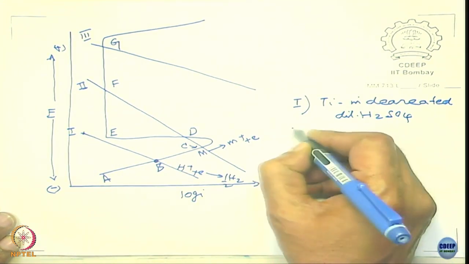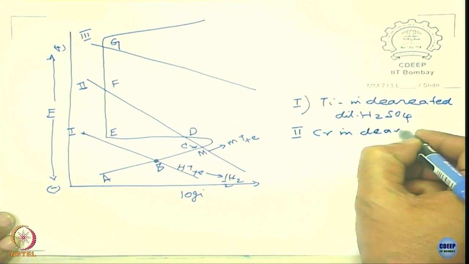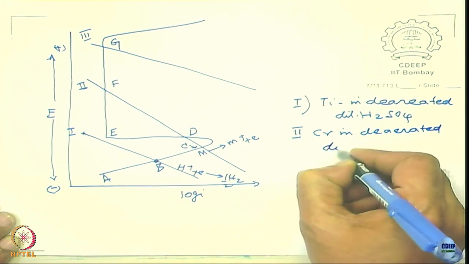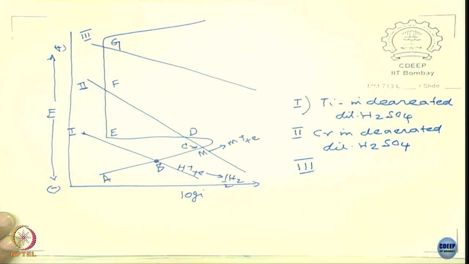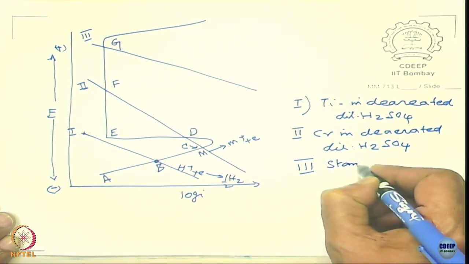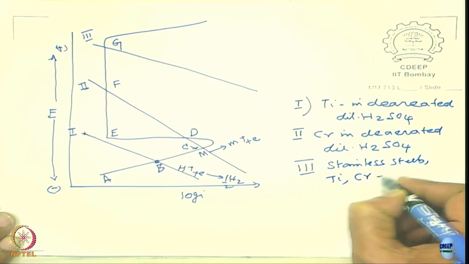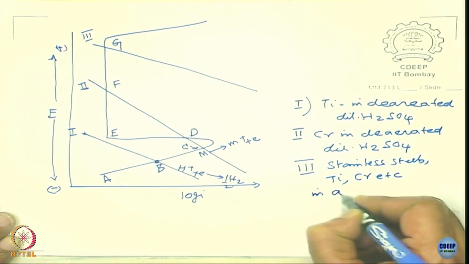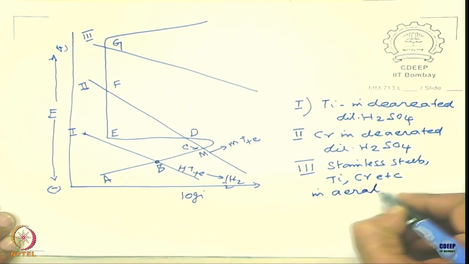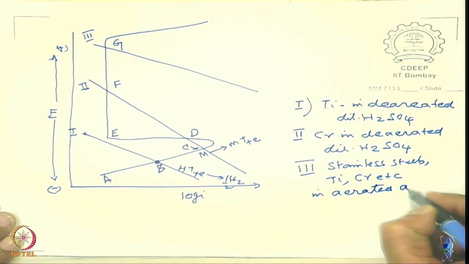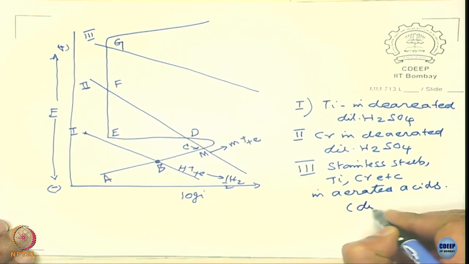System 2 corresponds to chromium in deaerated, dilute sulfuric acid. System 3, stainless steels, titanium, chromium, etc. in aerated acid solutions. It could be mostly acid, let us say dilute sulfuric acid.